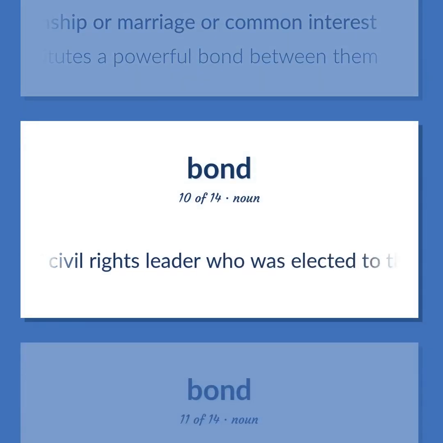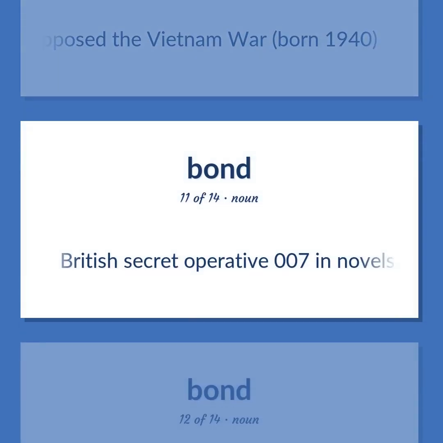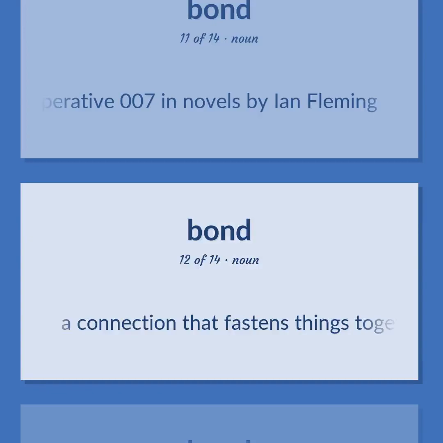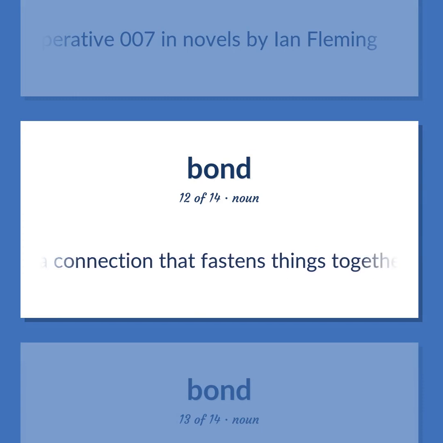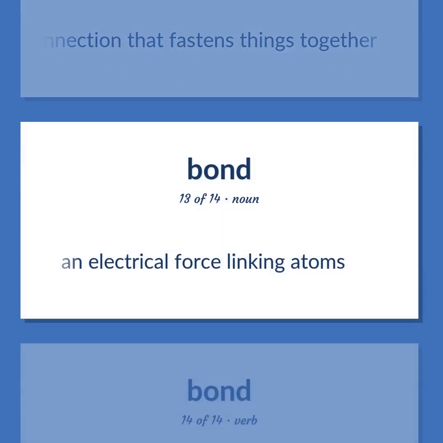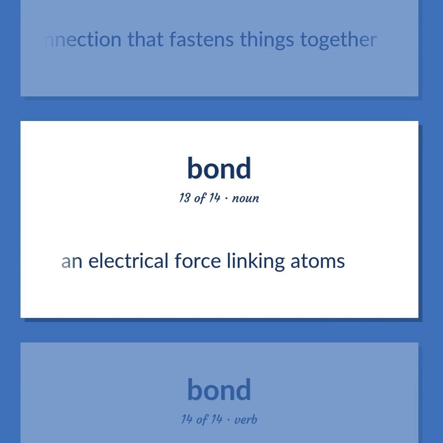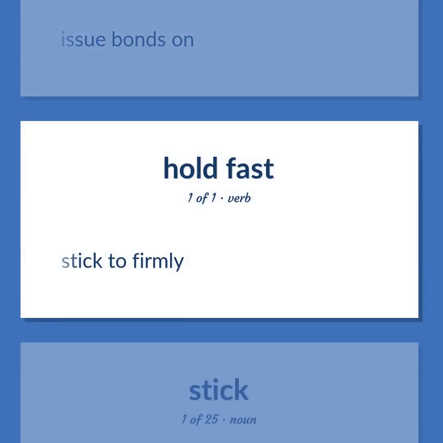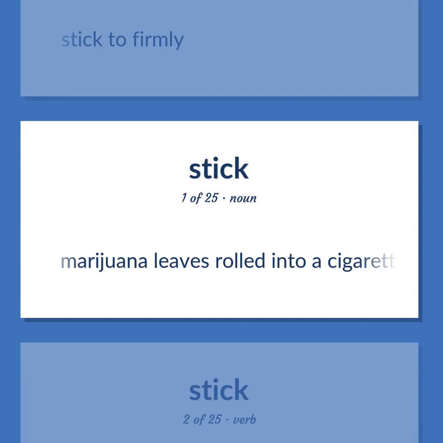United States civil rights leader who was elected to the legislature in Georgia but was barred from taking his seat because he opposed the Vietnam War, born 1940. British secret operative 007 in novels by Ian Fleming. A connection that fastens things together. An electrical force linking atoms. Issue bonds on. Stick to firmly. Marijuana leaves rolled into a cigarette for smoking.